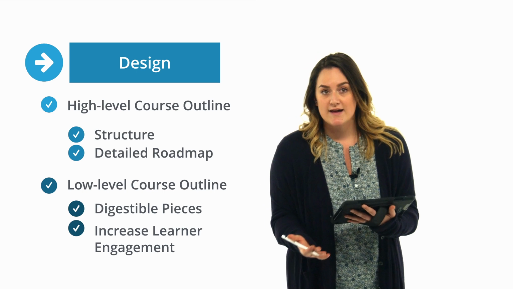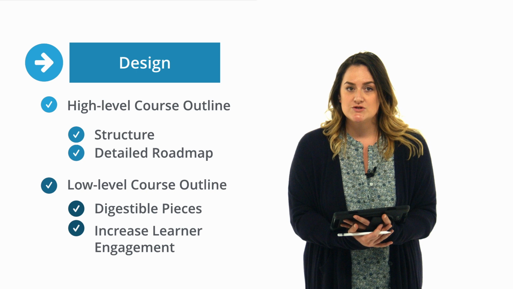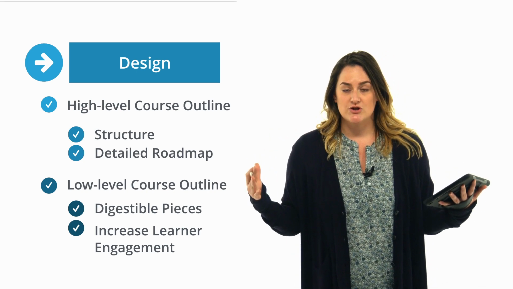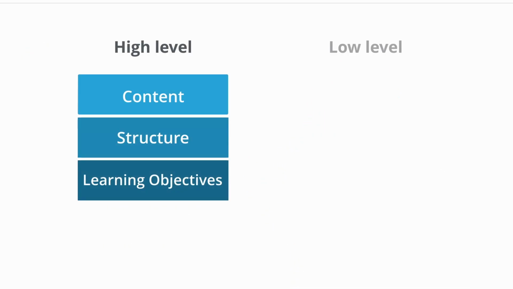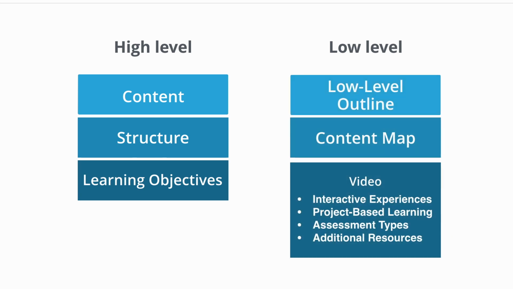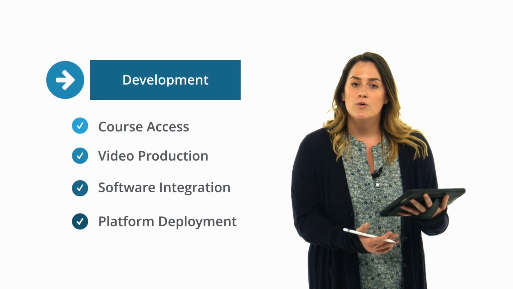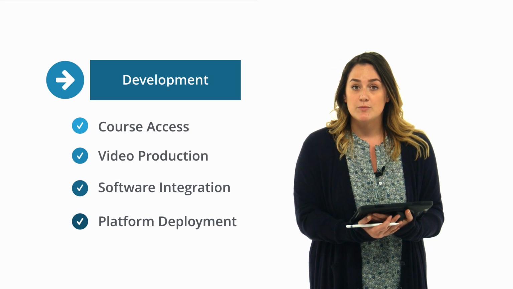So the next stage is the design phase, and this is where we really focus on structure and content, and we have a top-down approach. So we have our high-level course outline, which really goes over the big picture structure of our courses. We then have a low-level course outline, which really breaks apart our big outline into digestible pieces. So this is where we focus on shorter videos and modules to really increase learner engagement. In the development phase, we focus on four things: course access, video production, software integration, and platform deployment.